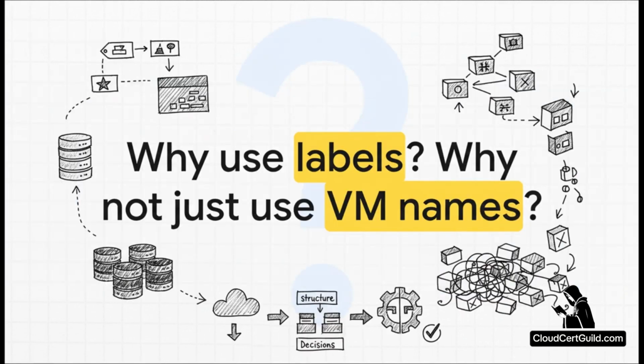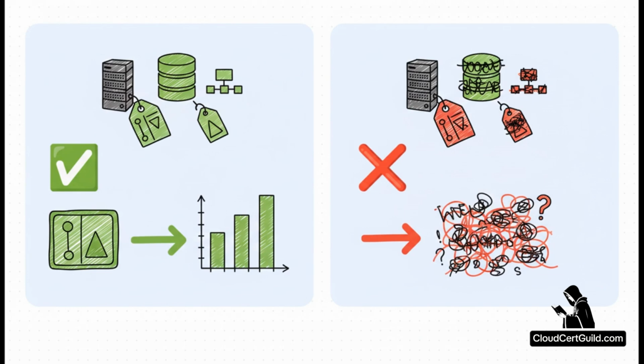So again, we've got to ask why. It might seem easier to just name your VMs something like system-a-web-01, right? Why bother with the extra step of adding labels? Well, the answer comes down to two things: structure and reliability. Here's the difference in the real world. Labels are structured key-value pairs. They were designed for this exact purpose.